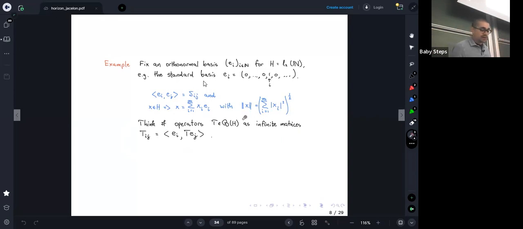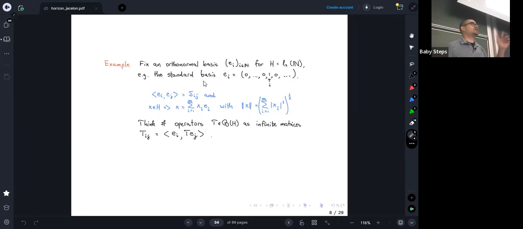Because that would be like taking these xi's just to be all ones, but then this sum will not converge. So this 1, 1, 1, 1, 1, 1 will not even give us an element of the Hilbert space, all right? But even if we pay attention to that and say, okay, we just make sure all the columns do converge, that's still not enough.